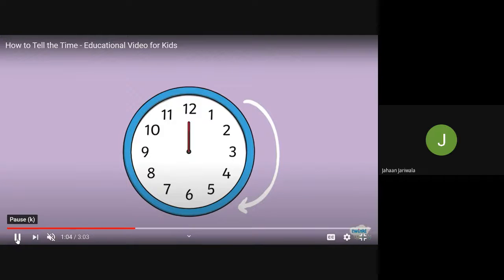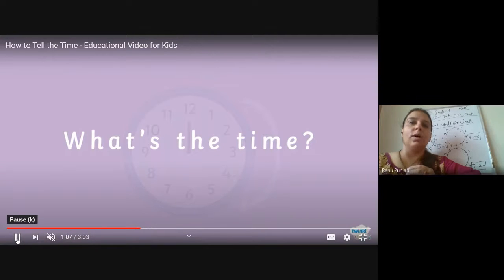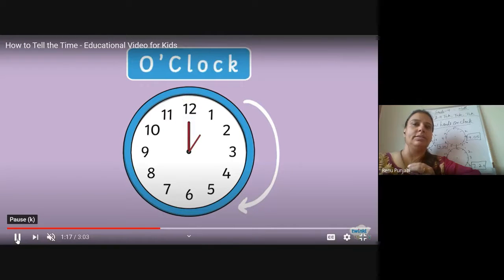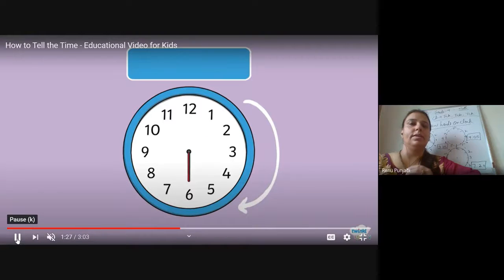You can see this clock. Now, what's the time? When the long hand is on 12 and the short hand is on 1, we can say it's exactly o'clock. It's 1 o'clock. Now, when the long hand is on 6, we say half past. It is half past 7.